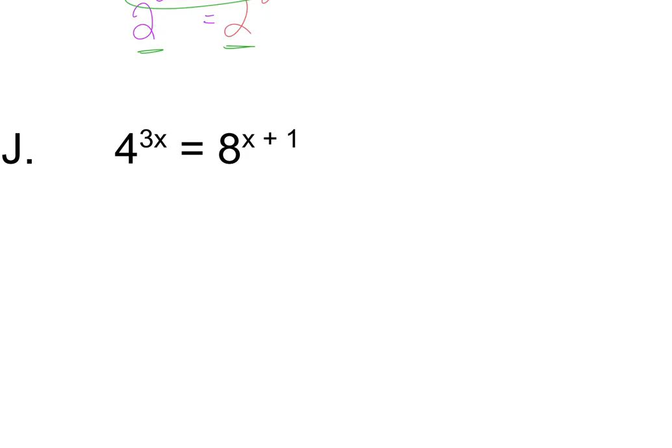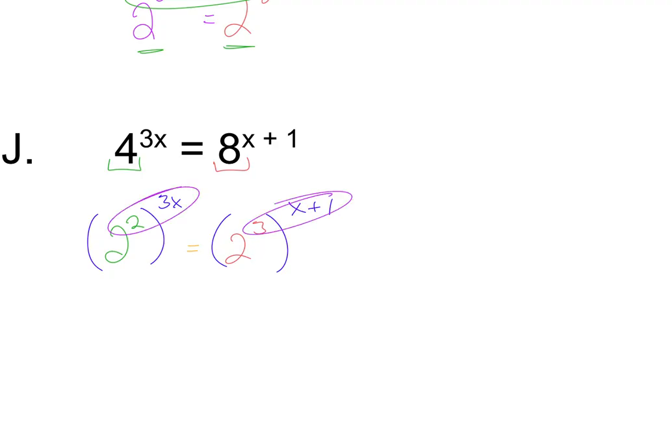These are different bases, but, you know, what are we going to have to do? Well, let's just change both of them. This is 2 squared. 4 is 2 squared. 8 is 2 cubed. And if you're like, oh, can we do that? Yeah, why not? This is still to the 3x power. This is still to the x plus 1 power. And all you're going to do is multiply the powers.